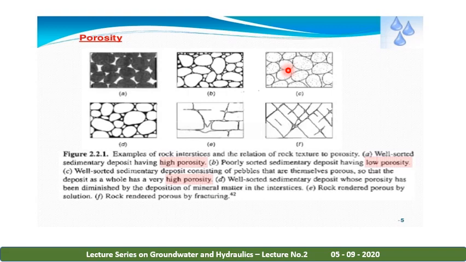Then the fourth one: well sorted sedimentary deposition whose porosity has been diminished by the deposition of mineral matter in the interstices. Then the fifth one: rock made porous by solution. Then the sixth one: rock rendered porous by fracturing. So these are the classifications of porosity, showing how the porosity looks in particular regions.